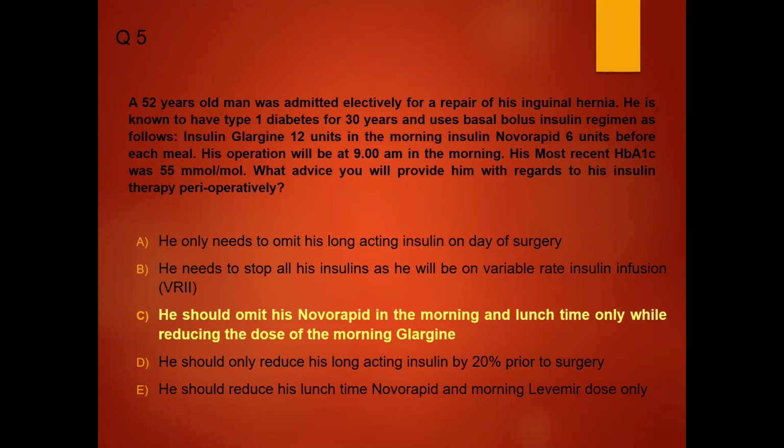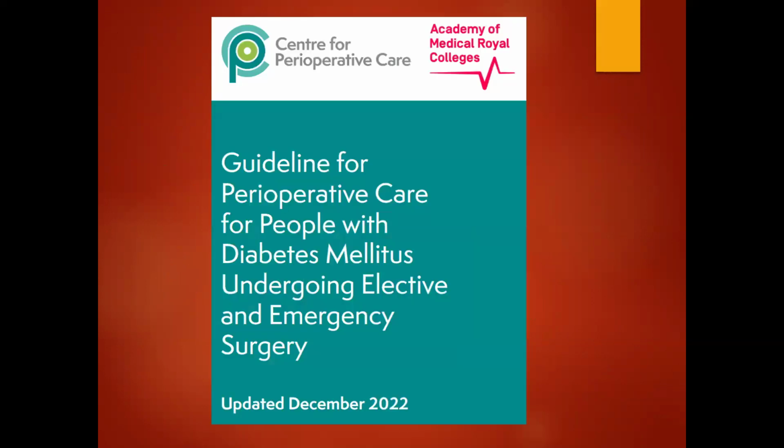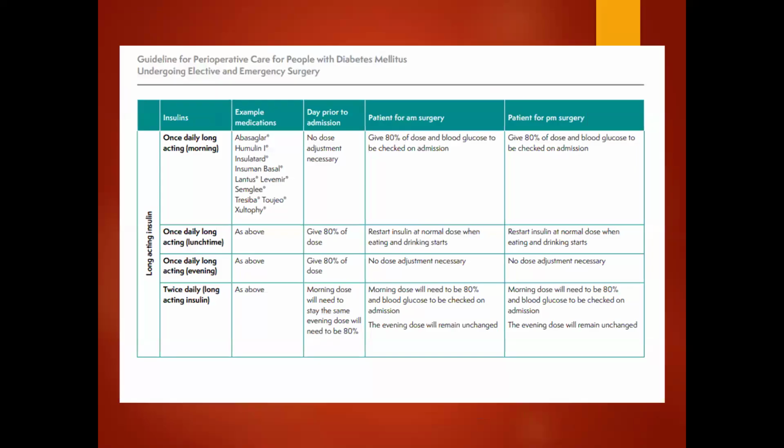So the correct answer will be he should omit his morning doses of Novorapid and lunchtime and should consider reducing the amount of glargine which he's taking in the morning. This is based on the JBDS guidelines updated in December 2022. These are the guidelines for perioperative care for people with diabetes mellitus undergoing elective and emergency surgery.